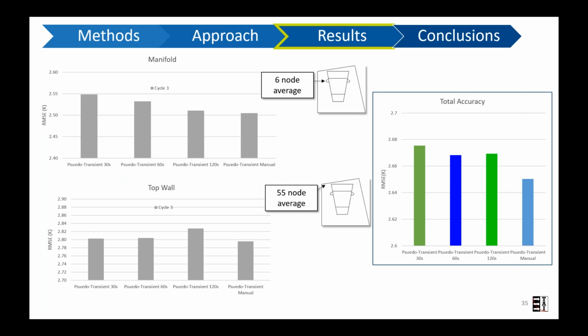Again, we'll take a closer look at the manifold and top wall temperatures for the different methods. If we look at the total accuracy over all the methods, we do see that the manual approach where we selectively picked the points, we see a slight increase in our root mean square error, but overall the results are very similar. The scale on this y-axis is very close.